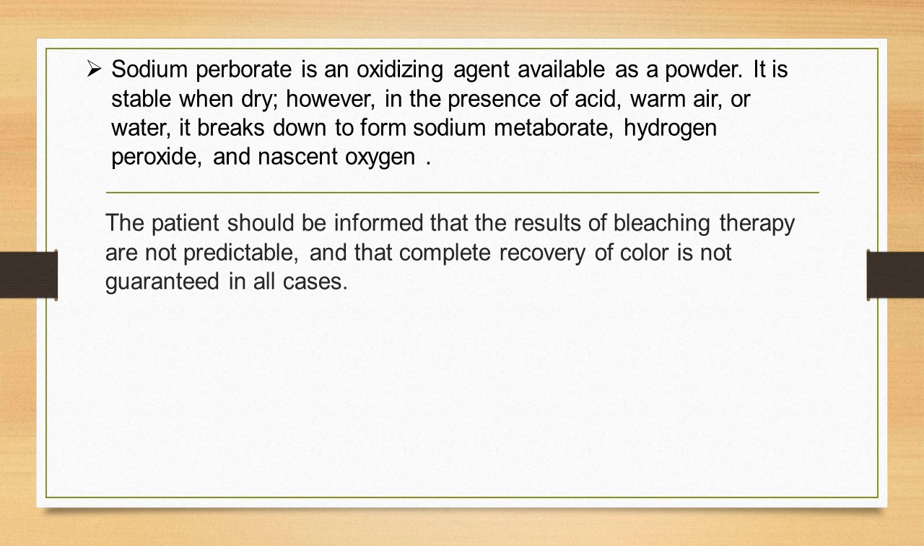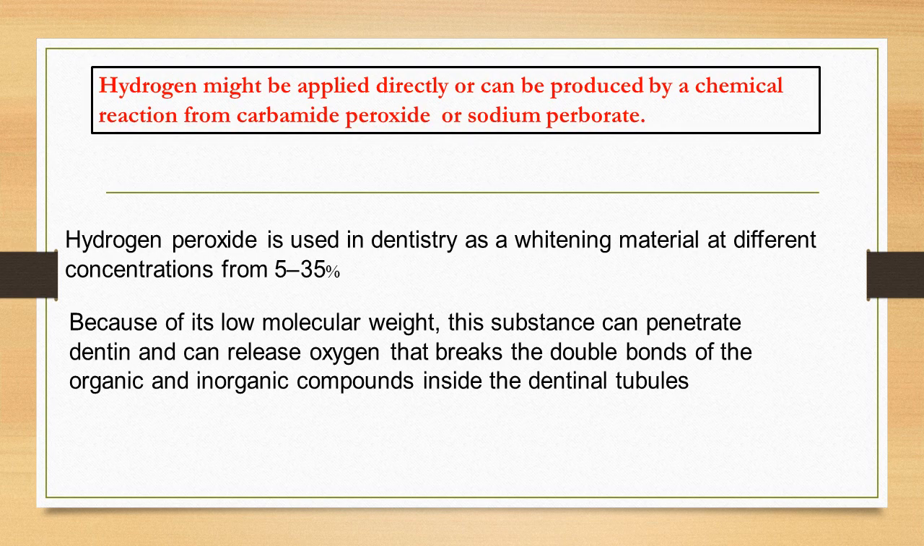Before starting with this material intraorally in the patient's mouth, we have to tell the patient not to rely on bleaching too much, because bleaching results are not predictable and they can relapse very easily. Either I will use the hydrogen peroxide directly on the tooth, or I can use the hydrogen peroxide that comes as a byproduct of the chemical reaction when I'm using carbamide peroxide and sodium perborate.